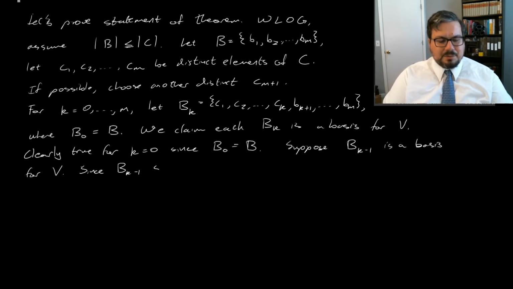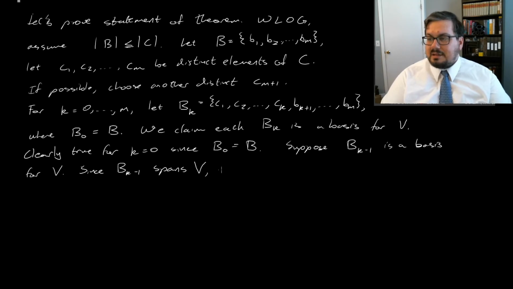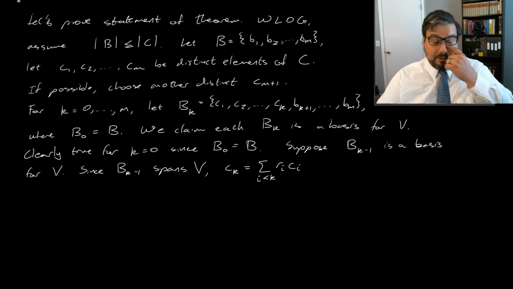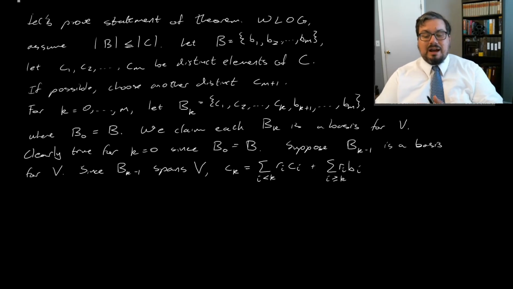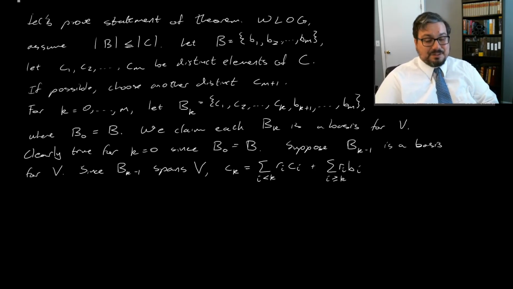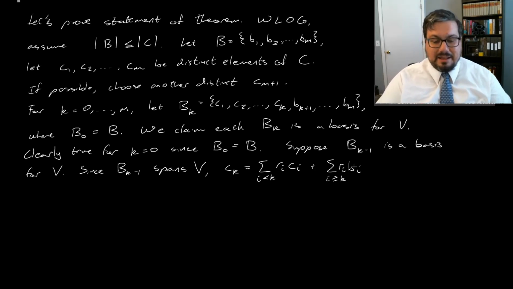Now, since B(k-1) spans all of V because it's a basis, we have that the kth C term, Ck, is equal to a sum of the elements of B(k-1). I'm going to write that this way. It's going to be the sum of a bunch of Ci's, where they've got some coefficients Ri's, plus the sum of a bunch of Bi's, where the Bi's also have coefficients Ri's, and the first sum is over i less than k, so going up to k minus 1, and the second sum is from k onwards.